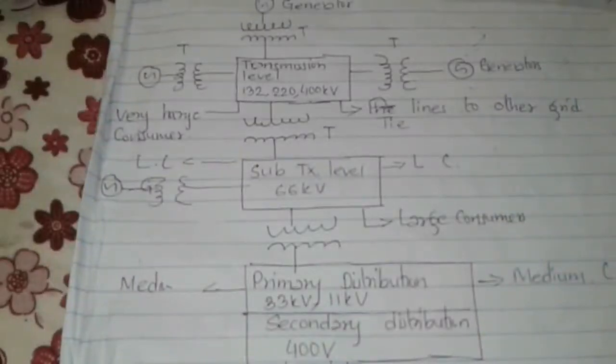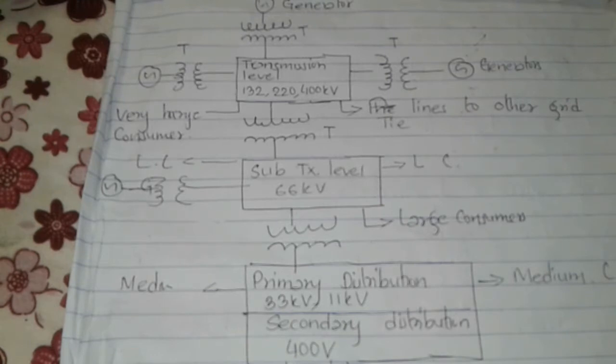Hello guys, today we are going to talk about the one-line diagram of power system. The main three components of the power system are generation, transmission and distribution of electrical energy. So in the one-line diagram we have to show the three main components of power system with other minor components too.